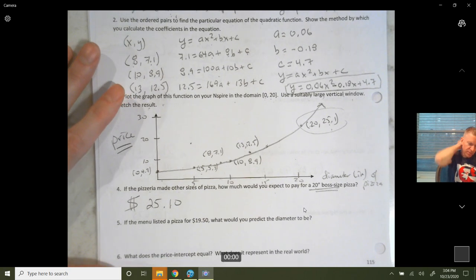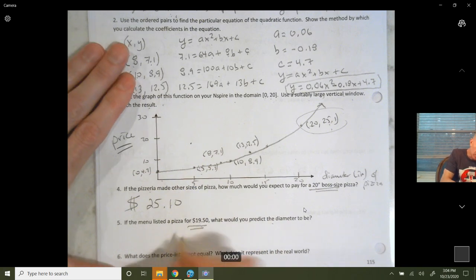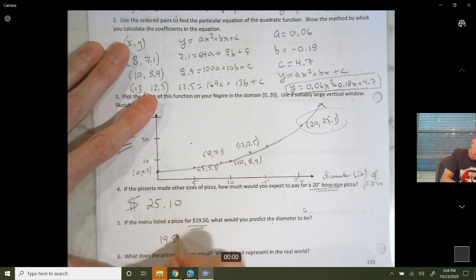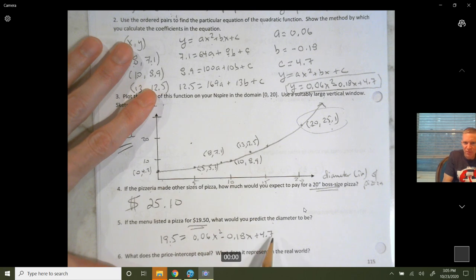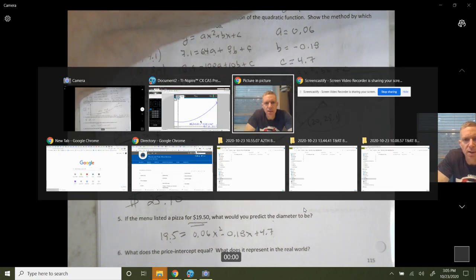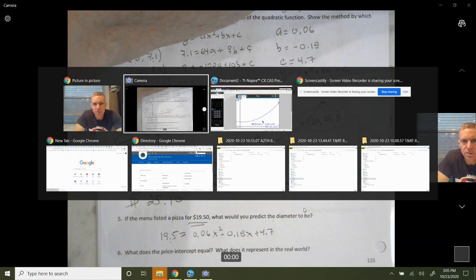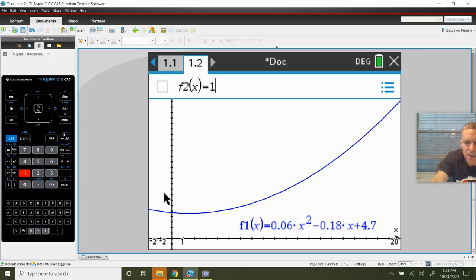The menu listed a pizza for $19.50. What would you predict the diameter to be? So that's a y value. So really we're solving the equation 19.5 equals our equation, 0.06x squared minus 0.18x plus 4.7. You could subtract 19.5 from both sides and use the quadratic formula. Or since we've got the calculator, let's go back to the calculator. We want to know when the y value is 19.5. So let's type in another equation, y equals 19.5, which is just a horizontal line.